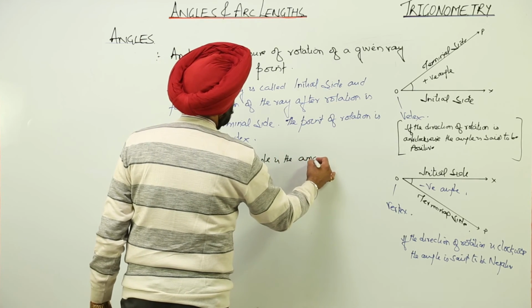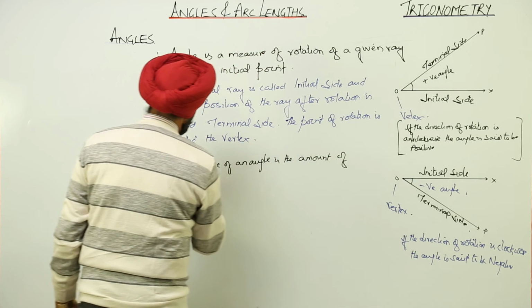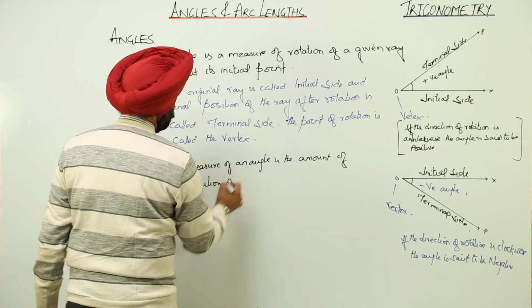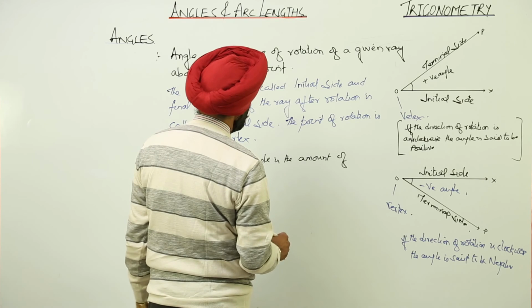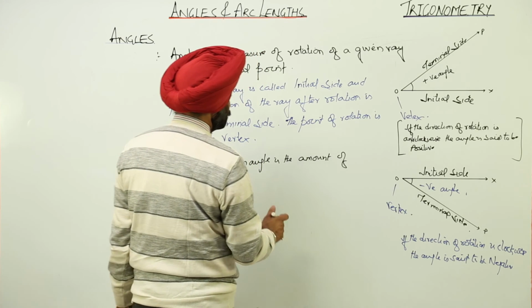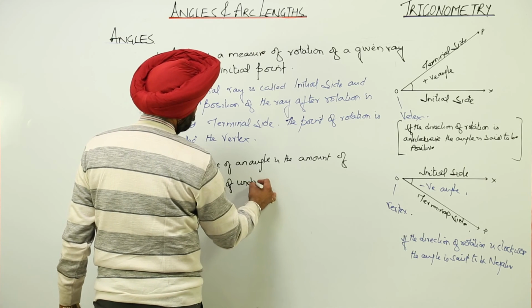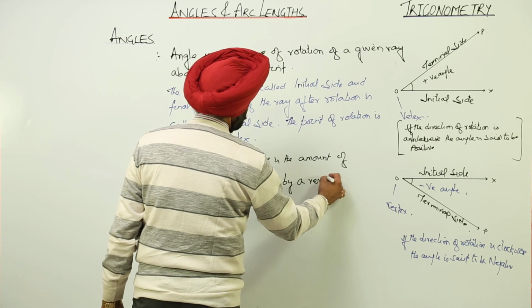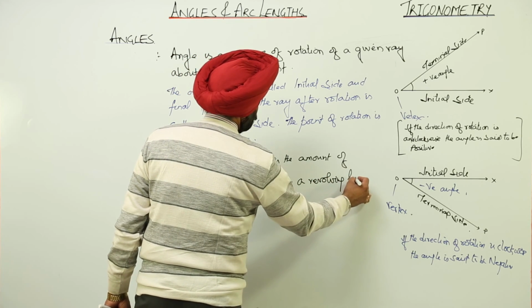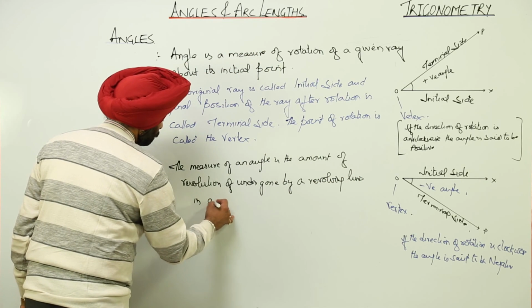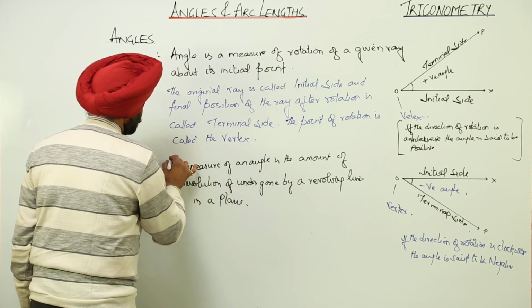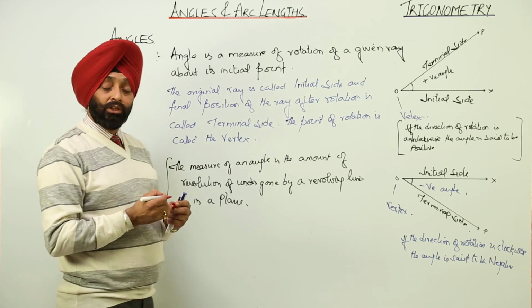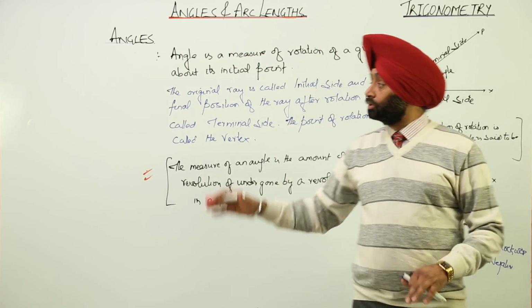The measure of an angle is the amount of revolution undergone by a revolving line in a plane. So these are all some basic things about angles which you have read in junior classes, but you forget. Okay, so this is all about the angle.